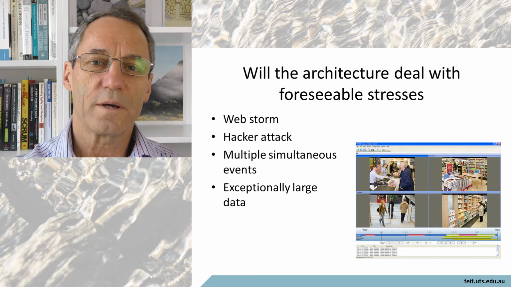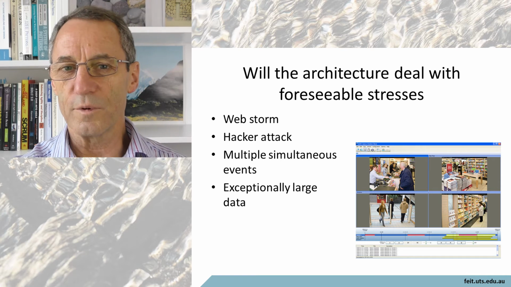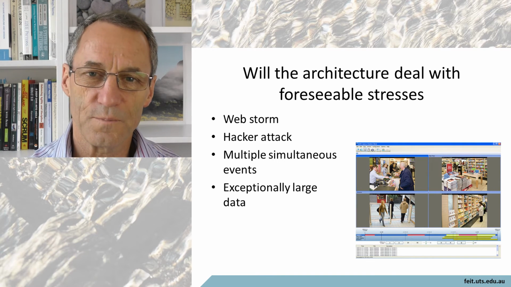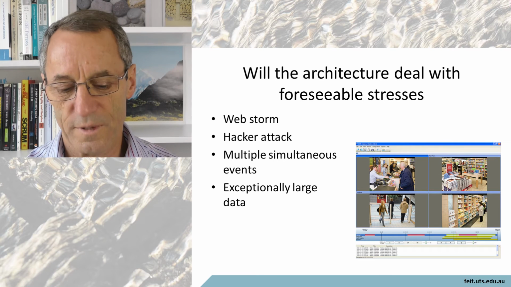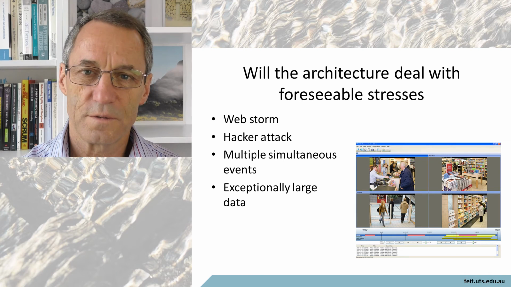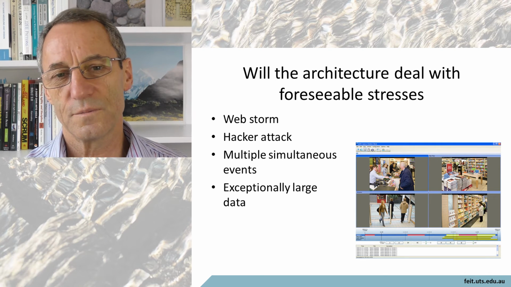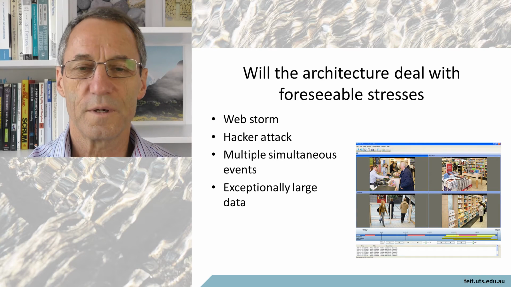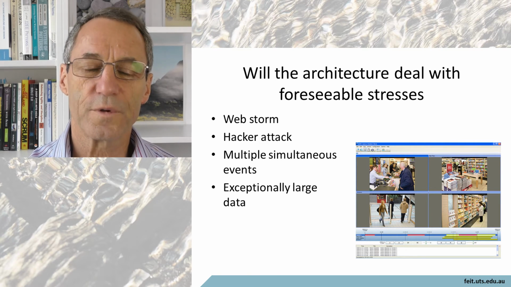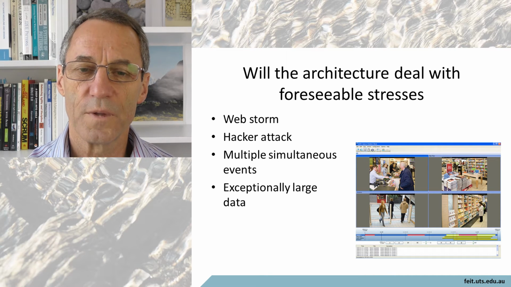What about a hacker attack? This is reasonably foreseeable, if not inevitable, and you need to have a look at whether the architecture will support a response to a hacker attack. What about multiple simultaneous events? You may be able to control a web storm by load distribution and filtering the number of transactions each time.